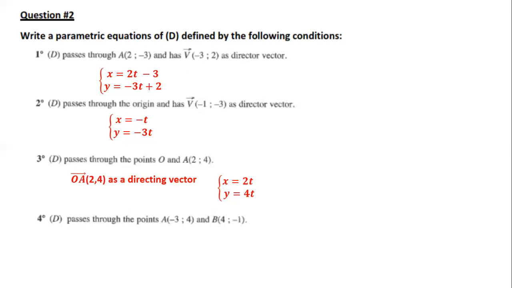In the last exercise, we also need to write the parametric equation of a straight line that passes through 2 points A and B. First of all, I should create a directing vector, which is AB: xb minus xa, yb minus ya. So AB, which is 7 minus 5, is a directing vector for the straight line. And now I can put it like this. You can place the point A or the point B. Both of them are correct.